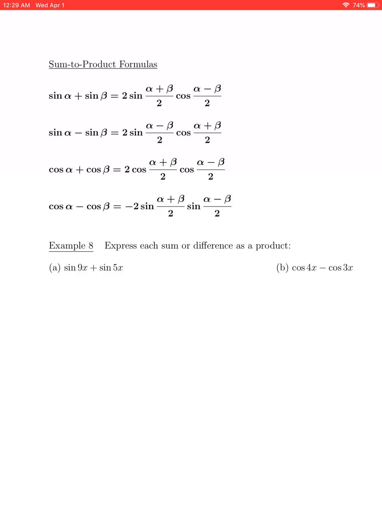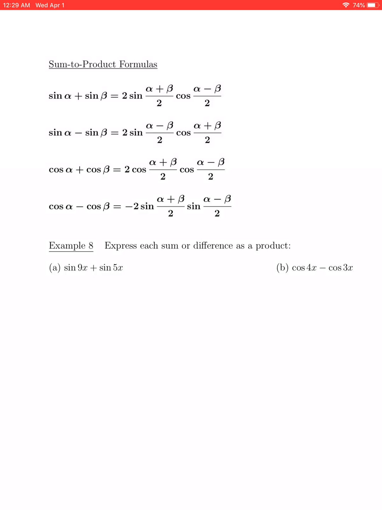The next set of identities that we're going to look at are the sum to product formulas. As the name implies, these are going to allow us to go from a sum of trigonometric functions to a product. We have sum to product formulas for sine alpha plus sine beta, sine alpha minus sine beta, cosine alpha plus cosine beta, as well as for cosine alpha minus cosine beta.